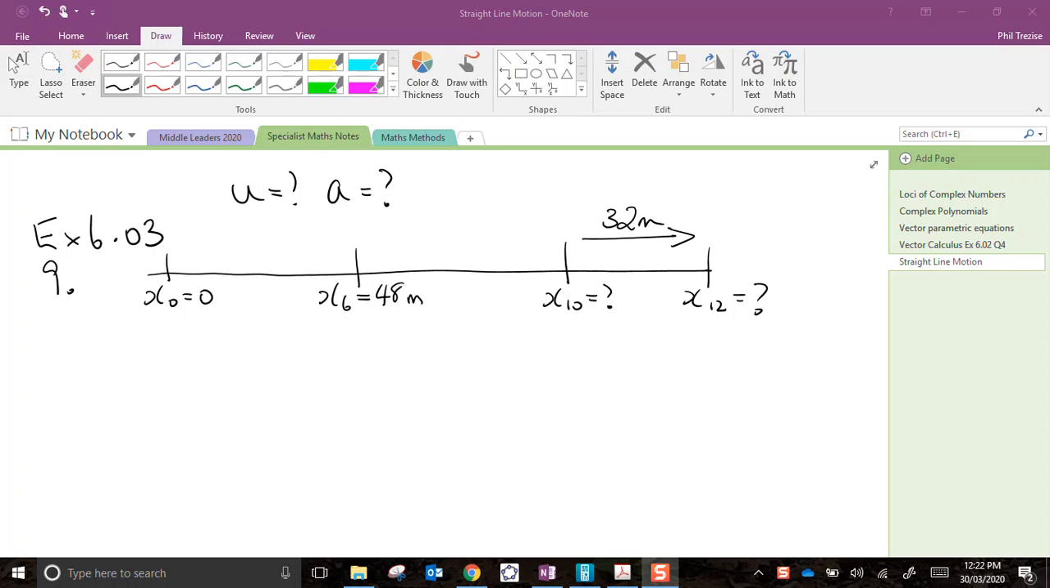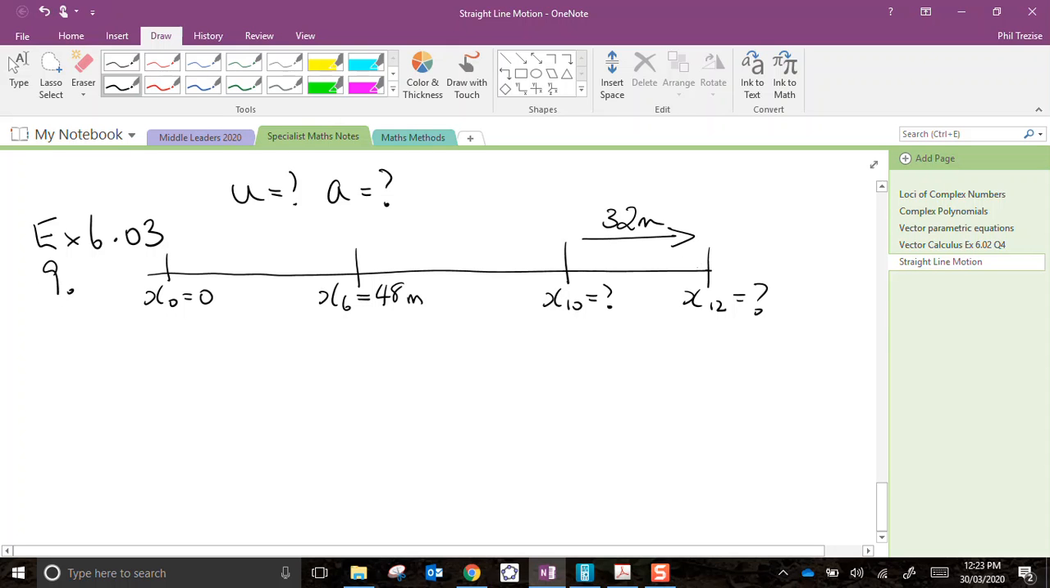Then it says the train travels 32 metres in the last 2 seconds of 12 seconds of travel. So the train travels for 12 seconds, x12, and x10, that's the last 2 seconds of travel. I don't know where it is on the x-axis at this point, and I don't know where it is at this point in relation to the origin, but I do know that it is 32 metres from this point at x10 to this point at x12.